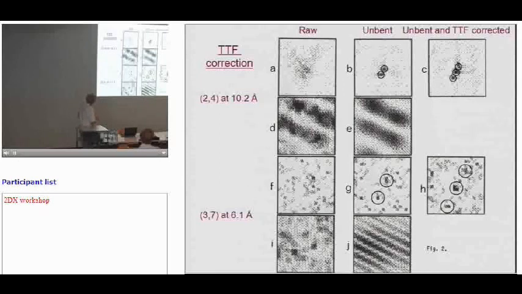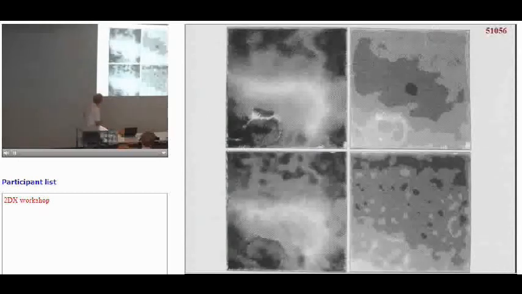And then looking at a higher resolution spot, of course, there's nothing in the image because it's all blurred out and it's weaker. But after you've unbent it and corrected it, you can see the two split. And they're split more because it's a higher resolution. And after the tilt transfer function, you get the correct amplitude and phase, and then the ghosts that you ignore.